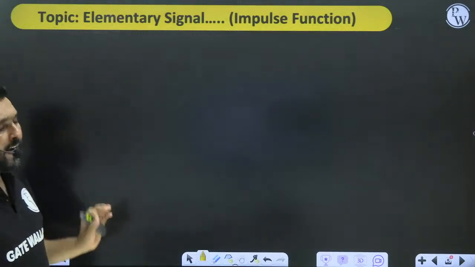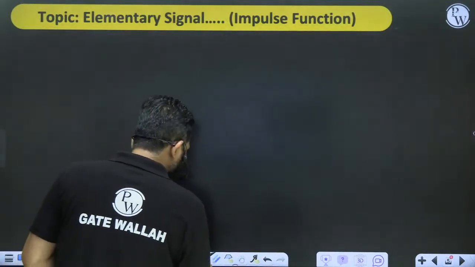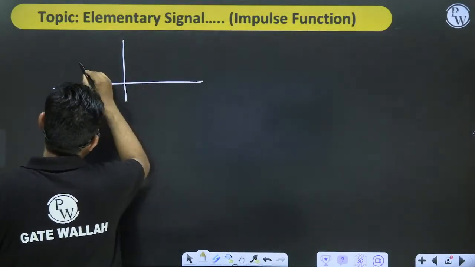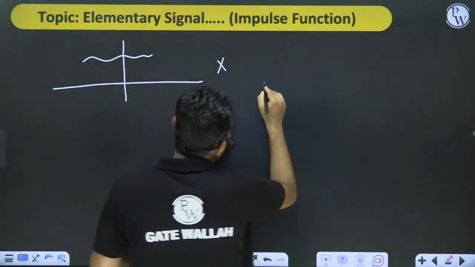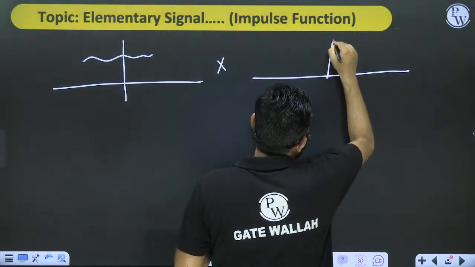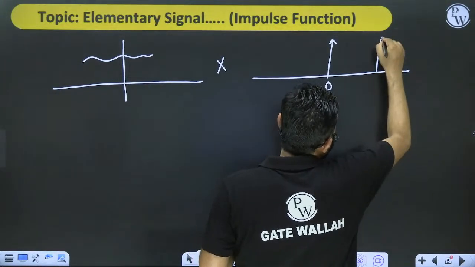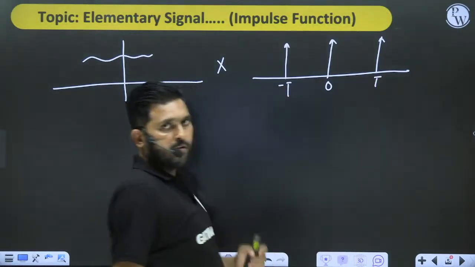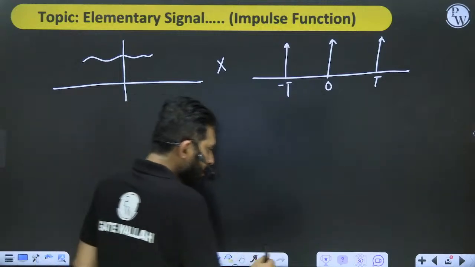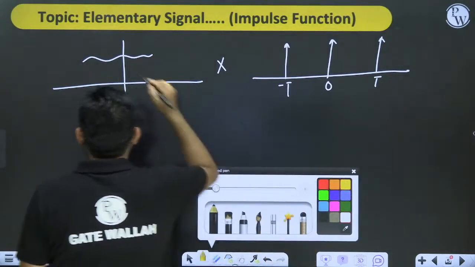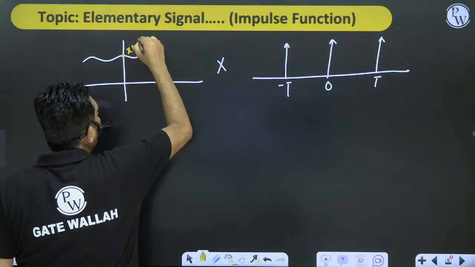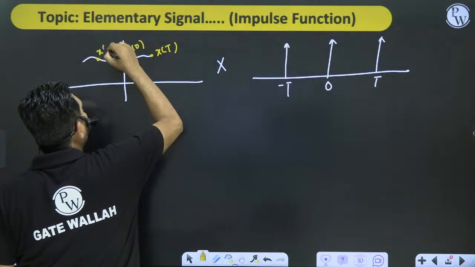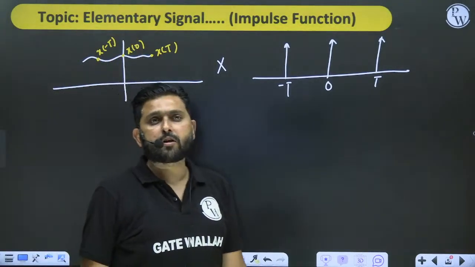See here, I told you that, for example, if we have a function like this, and if I multiply it with an impulse which exists at either 0, either t, or minus t, then see here, if this is x0, this is xt, and that is x of minus t, then what is the product result of these two functions?